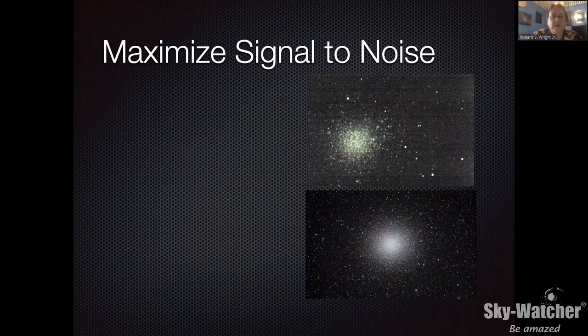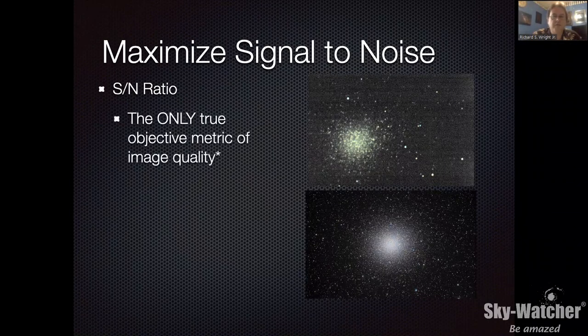The longer you expose, the more data you gather, you get more signal. It's counterintuitive to a lot of people, but you also get more noise. The longer you expose, the more noise you get, but you also get more signal, and the signal grows faster than the noise. So the key thing we're looking for is the signal-to-noise ratio. The higher the signal-to-noise ratio, the better quality of your image. It's really the only true objective metric of image quality.